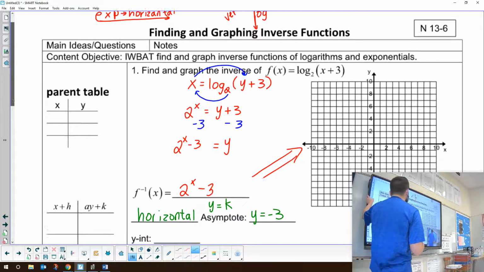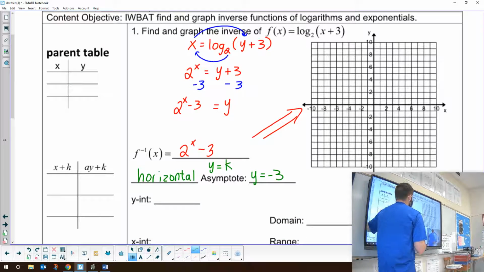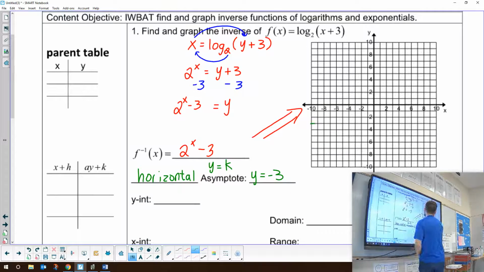And we can go ahead and put that on my graph over here. We can put a horizontal asymptote at y equals negative 3. All right, so now all I need to do is find some points. We can find a y-intercept and an x-intercept. We can use my parent table to find my points to graph it out here.